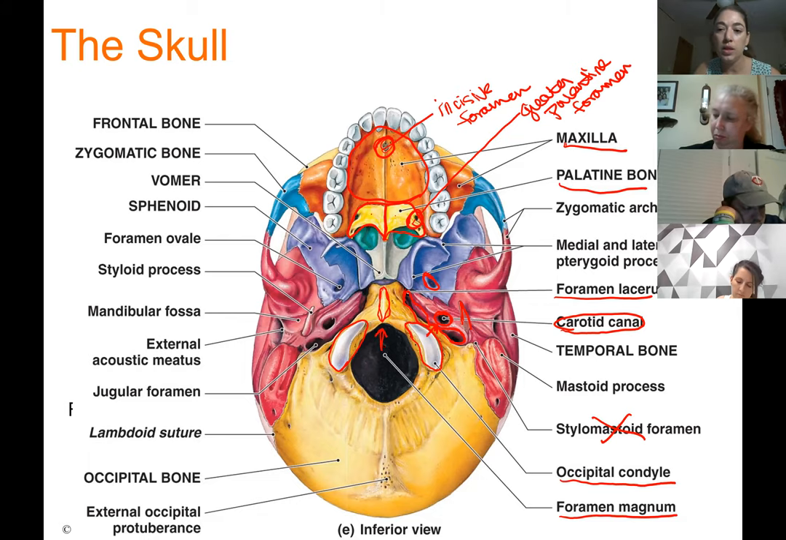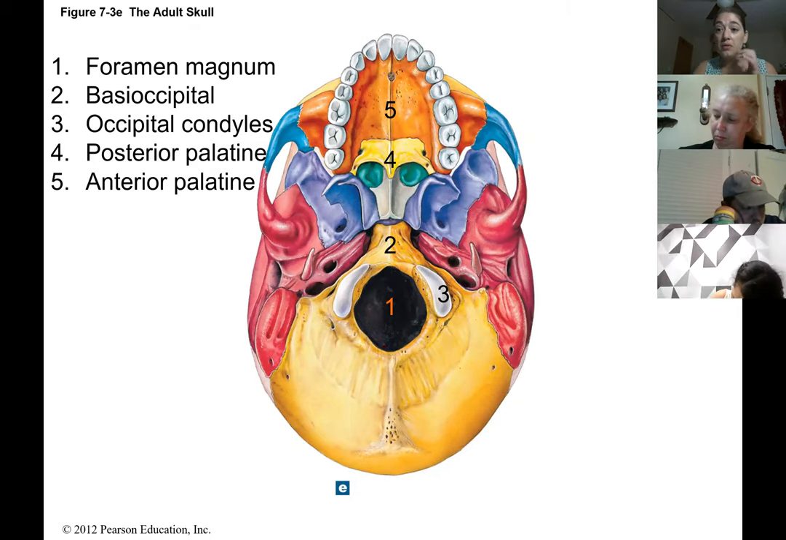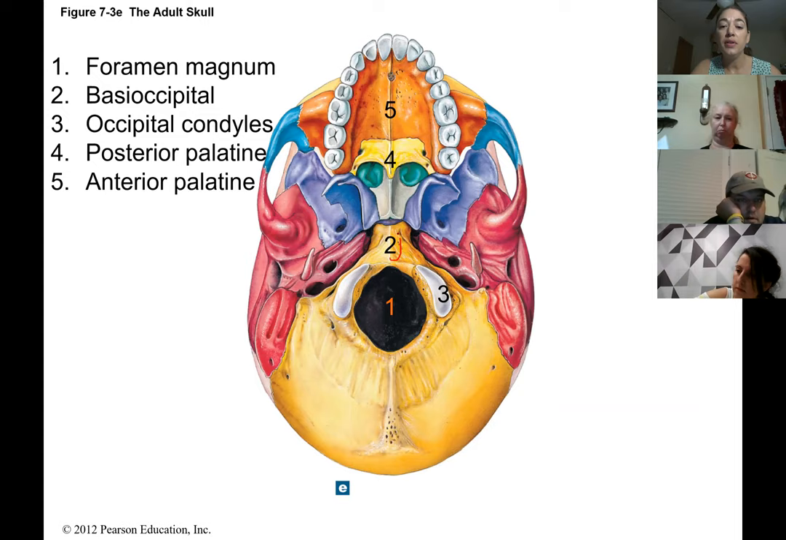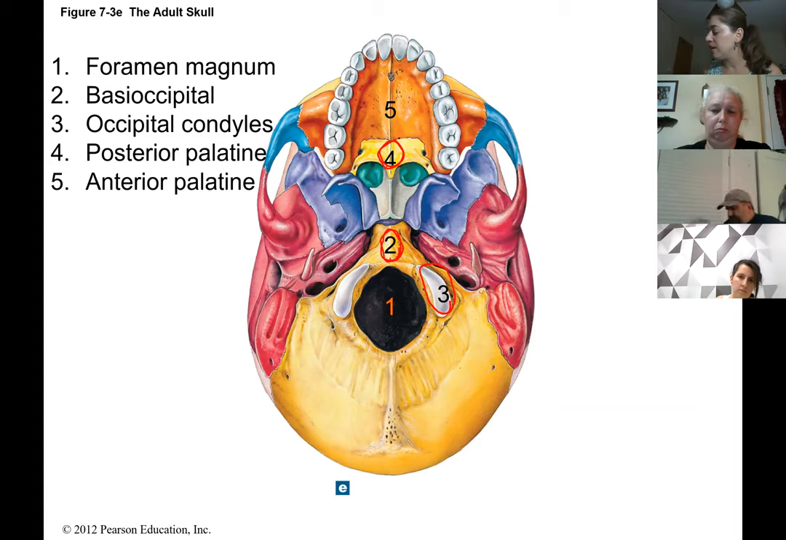All right, I think we can move on to the next slide here. So a simpler version of the same thing, pointing out just a few structures again. So foramen magnum, number one. Basal-occipital or clivus, number two. Occipital condyle. This is your palatine bone. I kind of disagree with this, anterior and posterior palatine, but if that's the way that they want to do it, that's fine. But this is technically part of your maxilla. Number five is part of your maxilla.